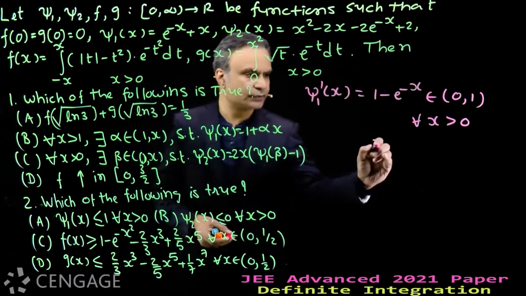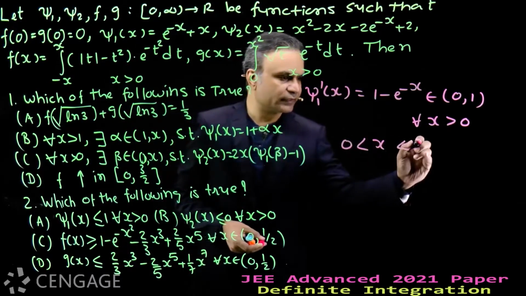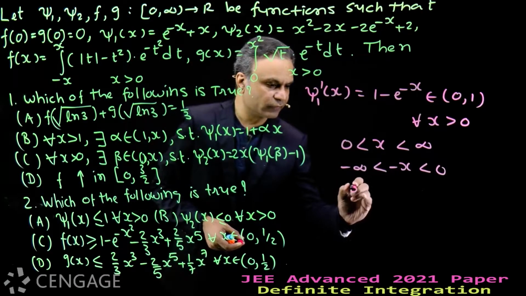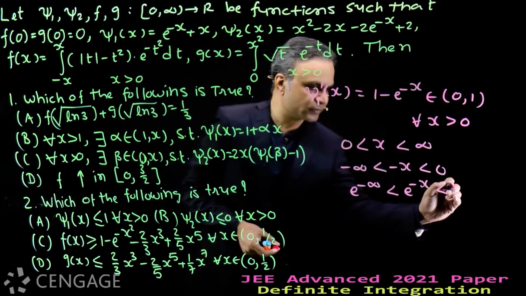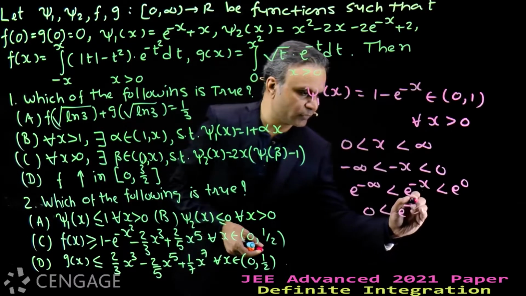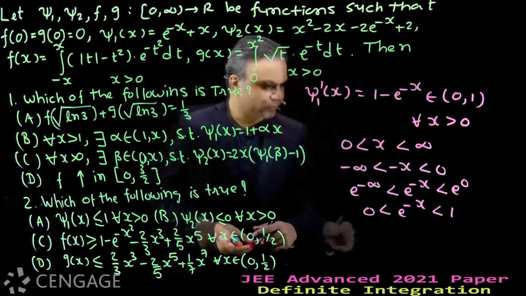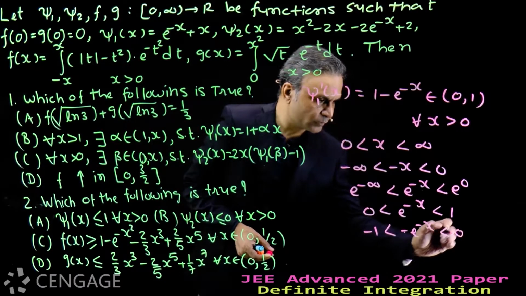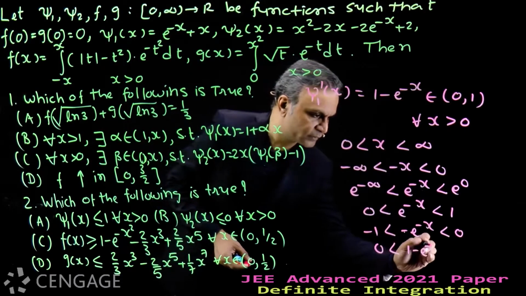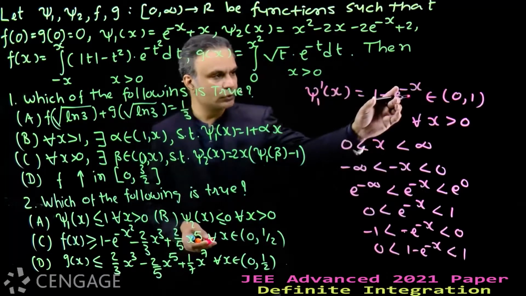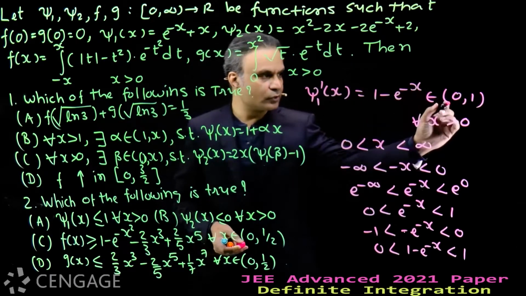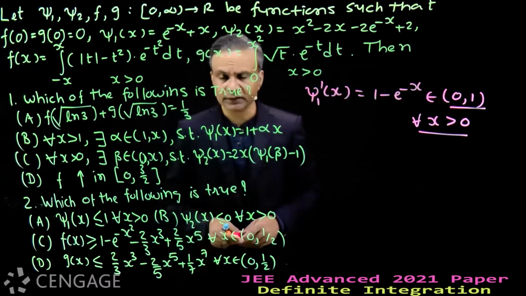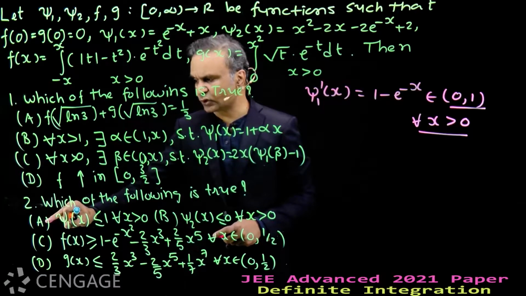Okay, for x greater than 0, we have 0 less than x less than infinity. We have minus infinity less than minus x less than 0. Then we have e power minus infinity less than e power minus x less than e power 0, means 0 less than e power minus x less than 1. Then we multiply each side by minus 1, we get minus 1 less than minus e power minus x less than 0. We add 1, we get 0 less than 1 minus e power minus x less than 1. So expression 1 minus e power minus x belongs to open interval 0 to 1 for all x greater than 0. Now with this finding, we can reply for this option 1b and this option 2a.